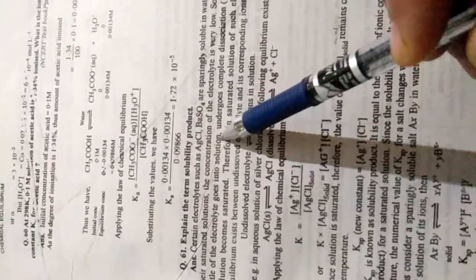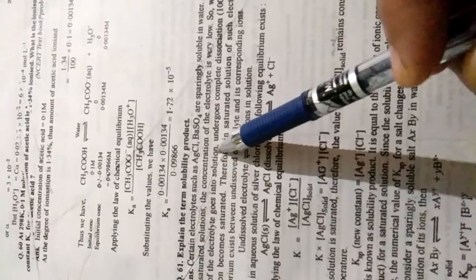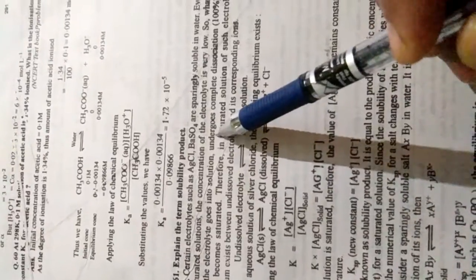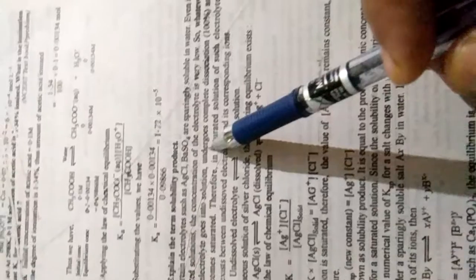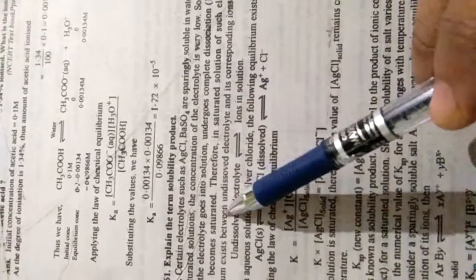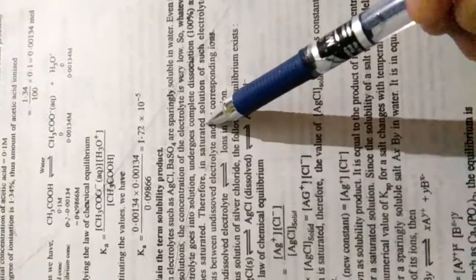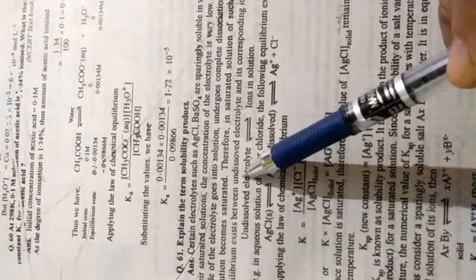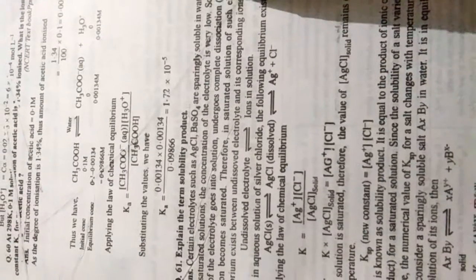Even in their saturated solution, the concentration of the electrolyte is very low. Whatever electrolyte goes into solution, the concentration is very low. It means they undergo complete dissociation and the solution becomes saturated. Therefore, in a saturated solution of such an electrolyte, equilibrium exists between the undissolved electrolyte and its corresponding ions in solution.